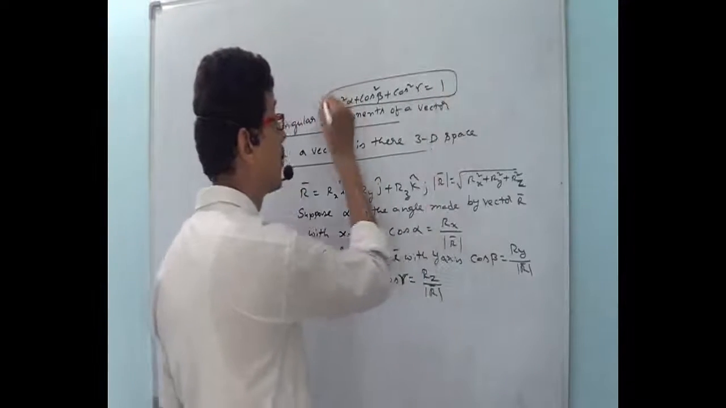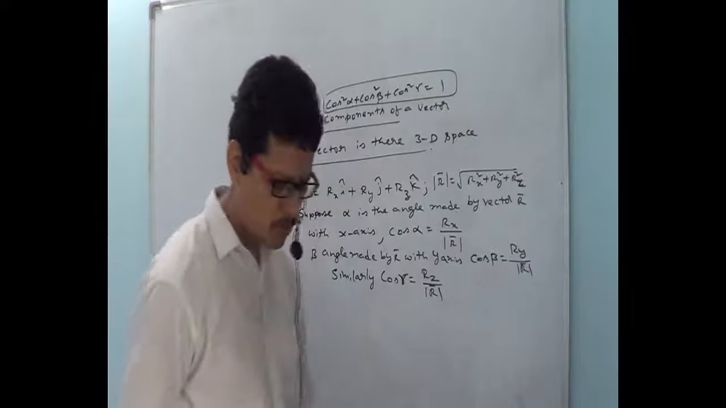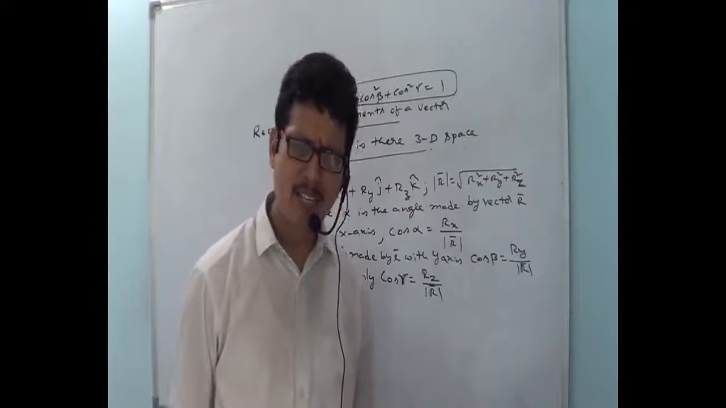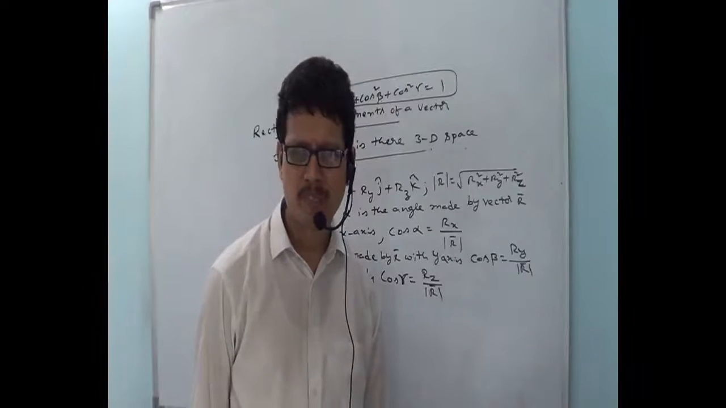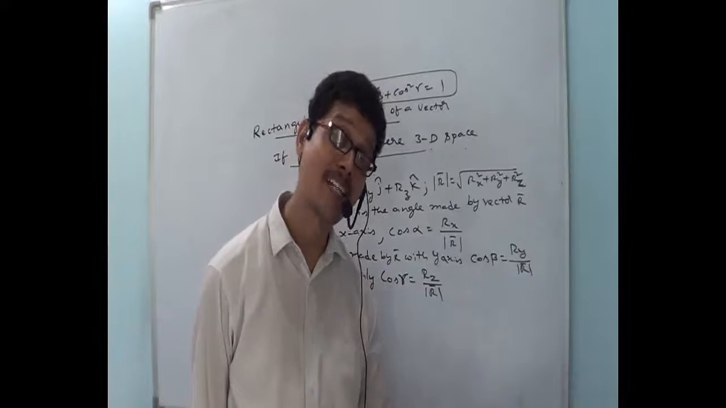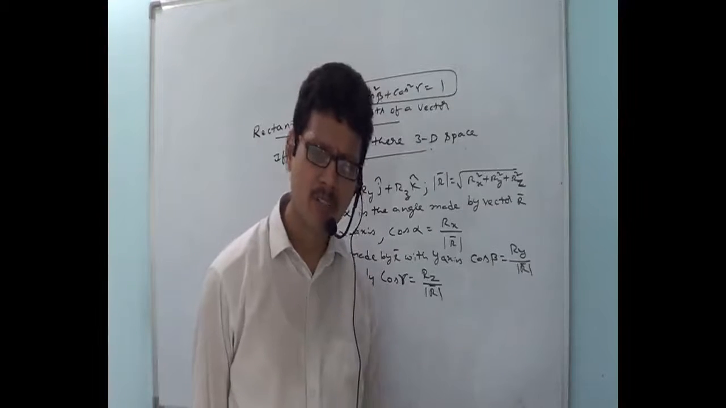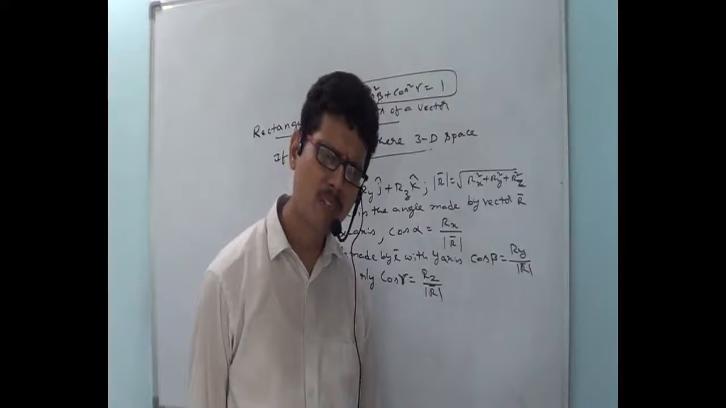For example, you are given alpha and beta, and you are asked gamma. A particular vector is making angles 30 degrees and 45 degrees with the x and y axis. What is the angle made by the vector with the z axis? Gamma you have to find. So what is the relation here? Cos square alpha plus cos square beta plus cos square gamma is equal to 1.